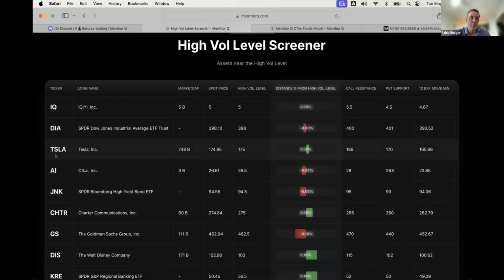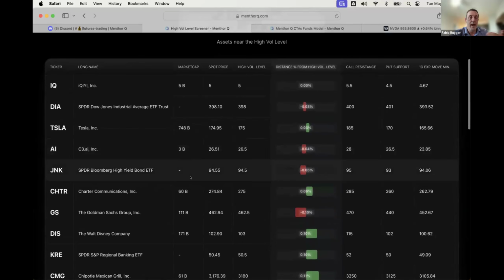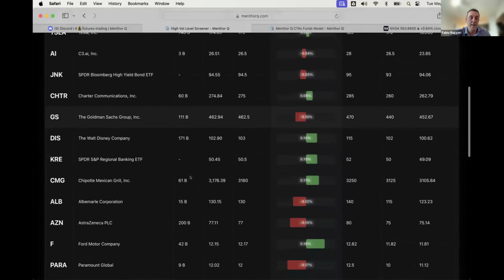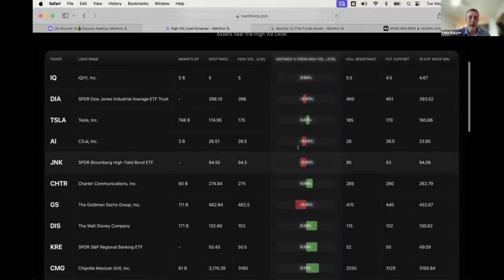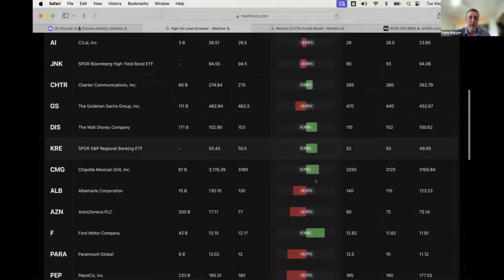Like for example, Tesla today, we saw a big bounce there. And that could become a very interesting screener to have. So you have a list of companies that are approaching that level at the end of the day.